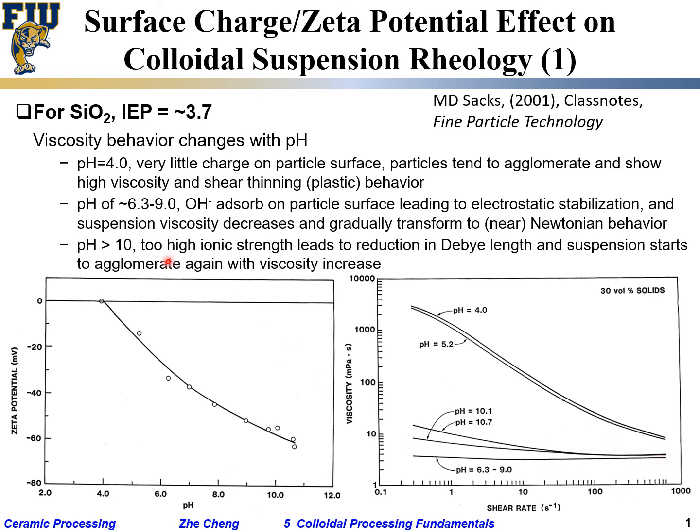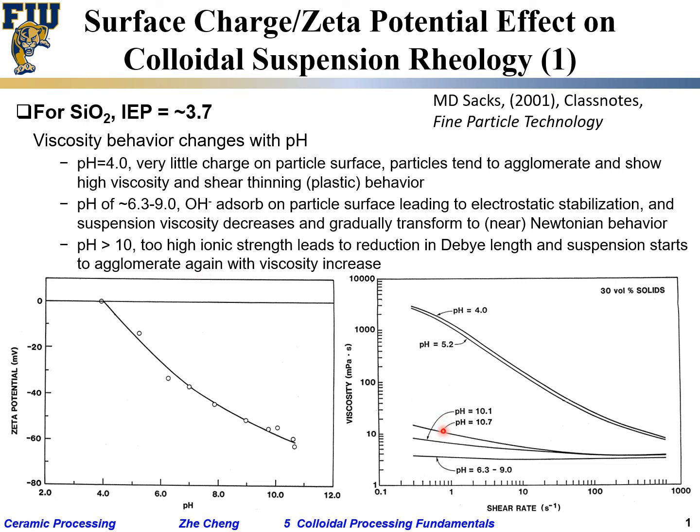And finally, when we increase the pH beyond 10, to too high. Remember we said, when there's too much electrolyte within the suspension, too high so-called ionic strength, what it is going to do is compress the double layer, or so-called reduce the valence. Compress, which means the particles are not as far apart. They're getting closer and the friction becomes higher, and as a result, the suspension starts to agglomerate slightly again.